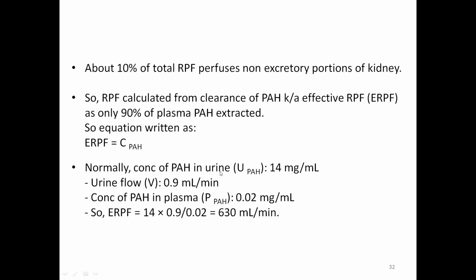Now normally the concentration of PAH in urine is 14 milligram per ml, urine flow being 0.9 ml per minute. The concentration of PAH in plasma is 0.02 milligram per ml. So what will be the ERPF? It will be equal to the clearance itself, U into V upon P, as we know. So the value will be 630 ml per minute.